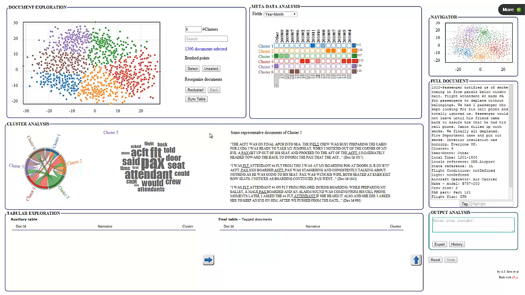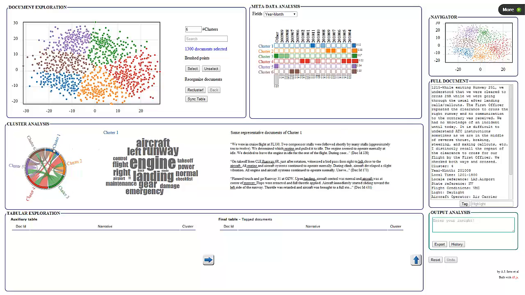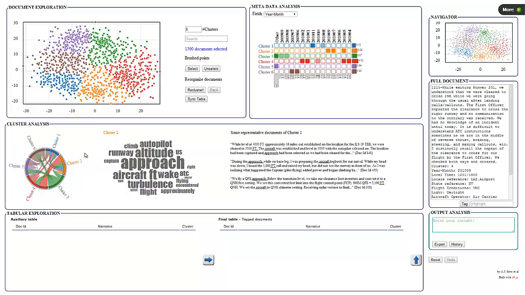The documents are grouped in 6 different clusters. When we look at the cluster keywords, we see that they aggregate related documents, but they can be rather general too. For example, we can say that cluster 4 seems to group conversations with the controller as the aircraft approaches the runway. Cluster 1 seems to contain incidents on engine and landing problems, and cluster 2 also describes problems during approach, where wake and turbulence are minor keywords in this cluster.